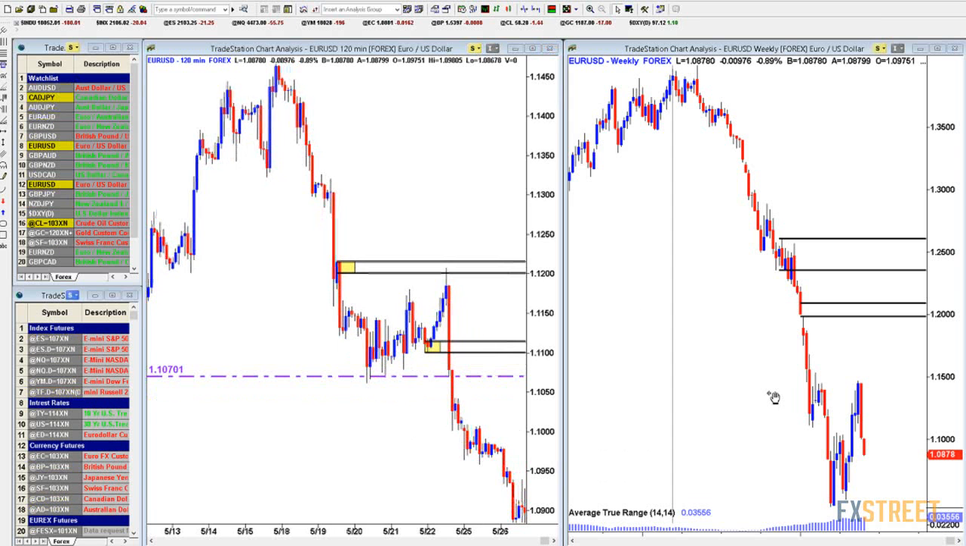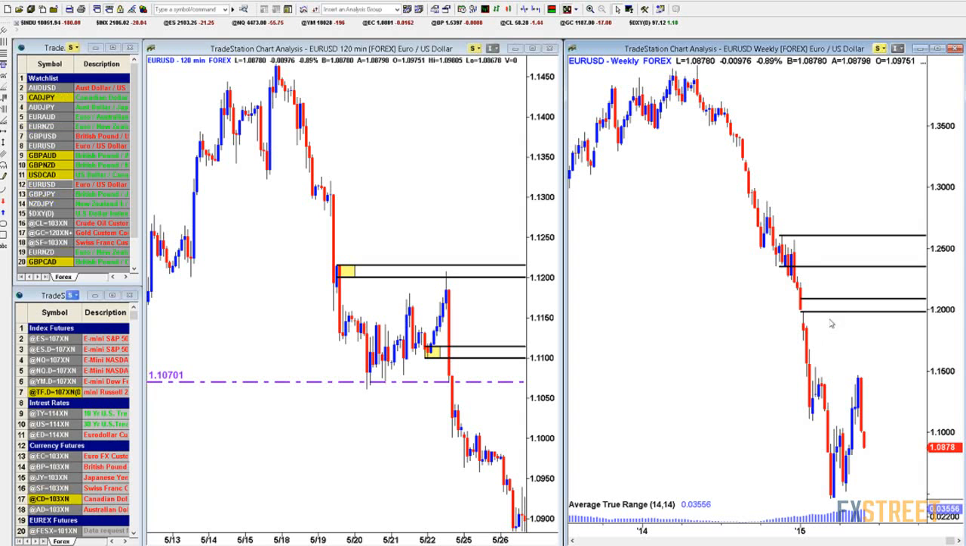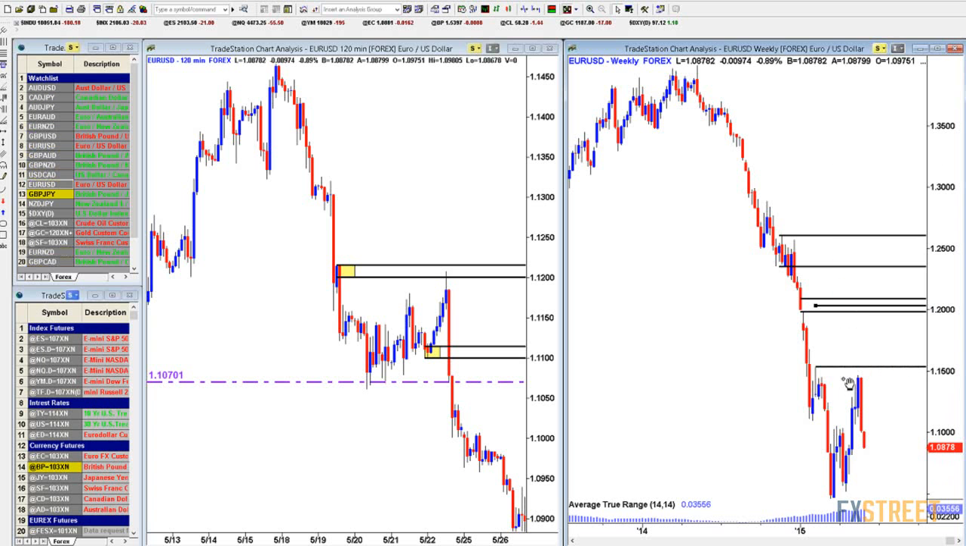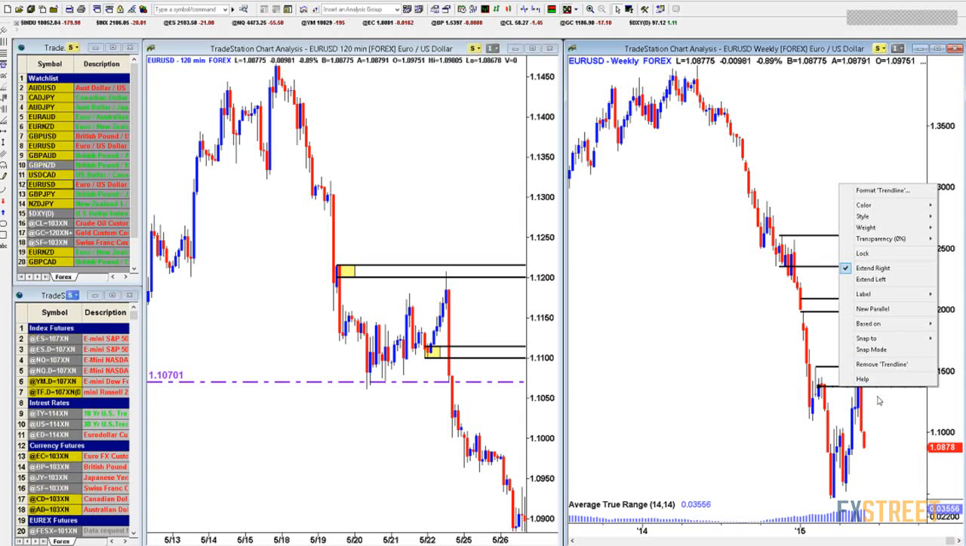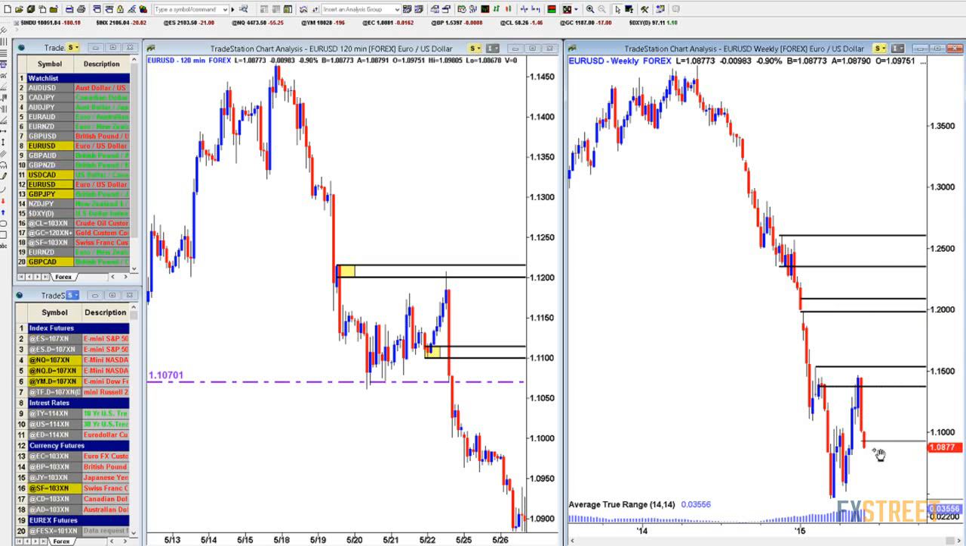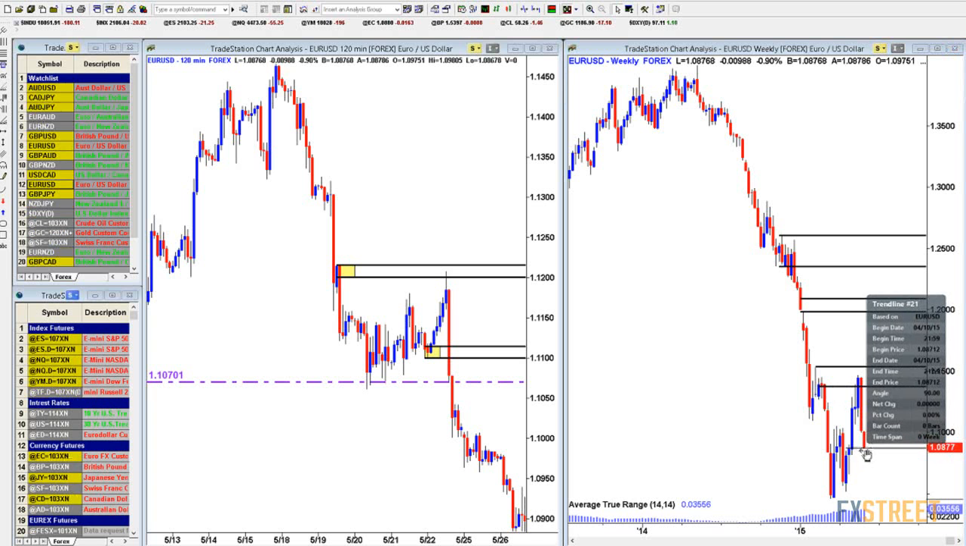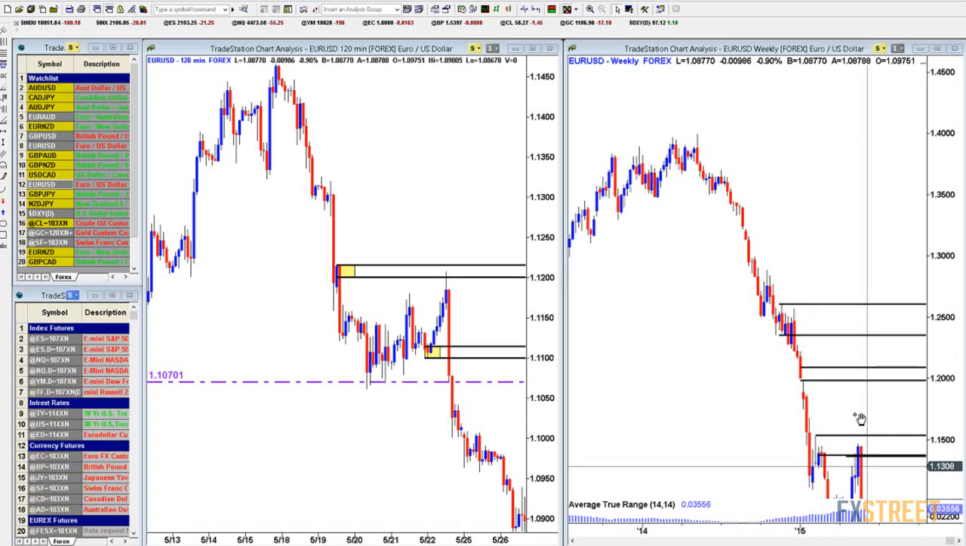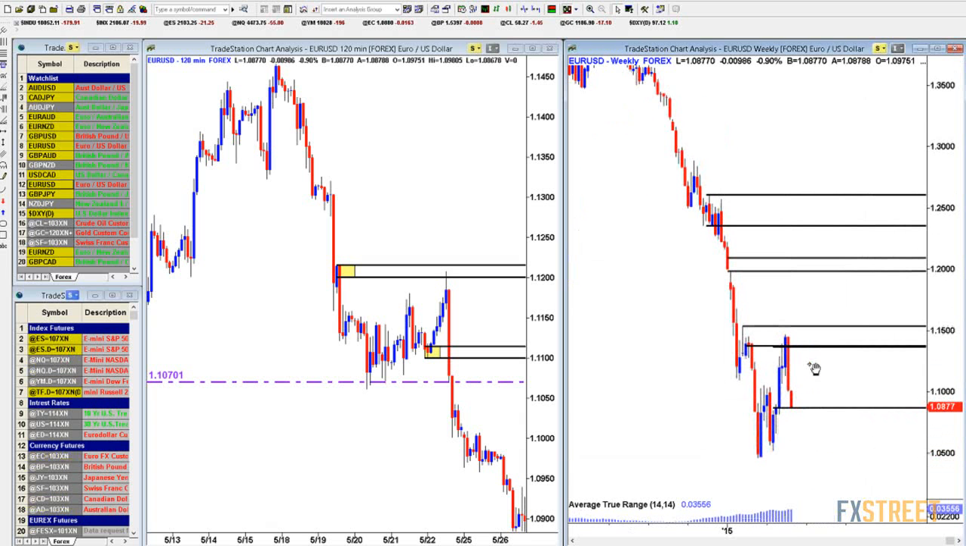So let's slide over to this chart on the right-hand side right now. The chart on the right-hand side is also euro dollar, but you'll see it's euro dollar on a weekly time frame chart. Now, what I'm going to do is mark off the key areas of supply and demand.